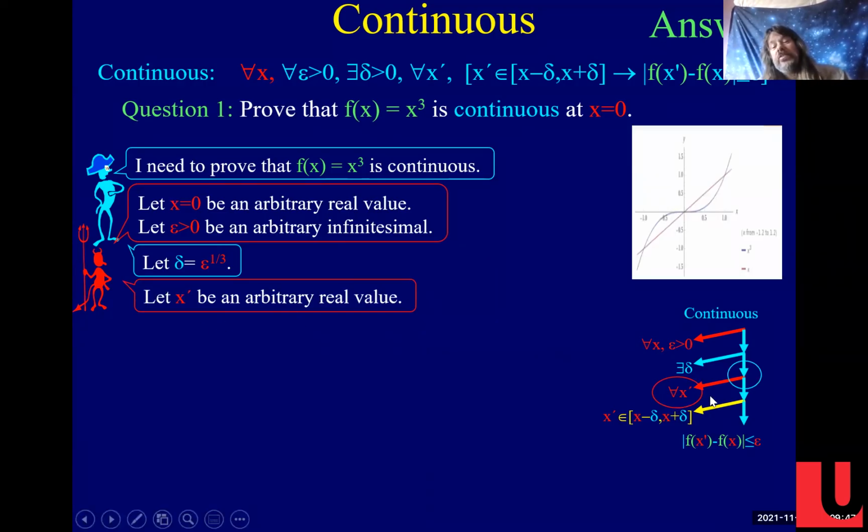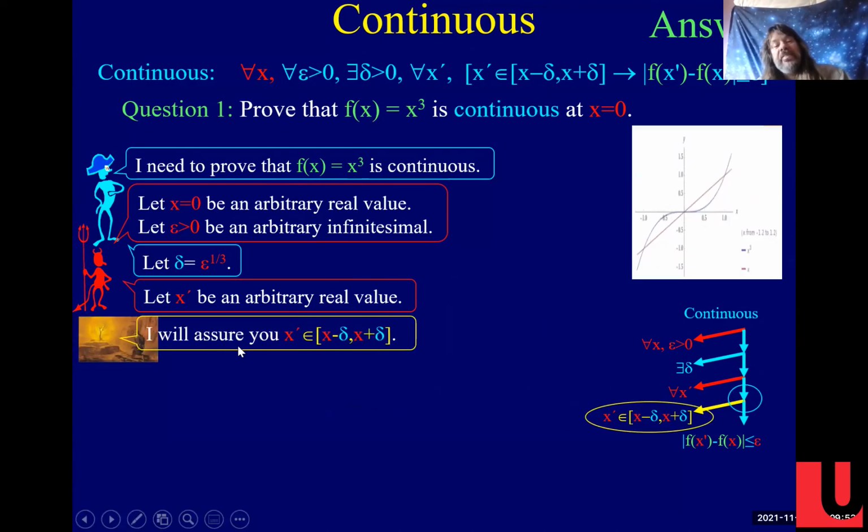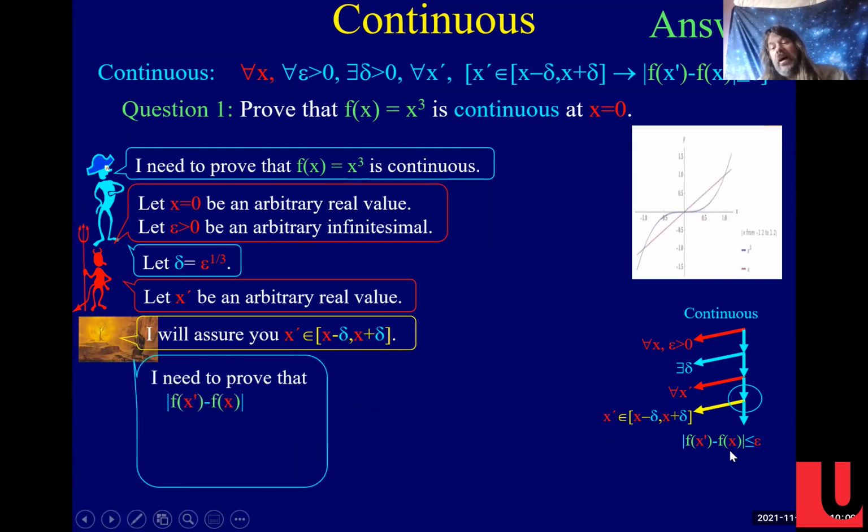You go forward and then you say here, let x be an arbitrary real value. And then it's the oracle assuring us. So if she's assuring us, we don't have to do any work. We just say she assures us that it's in this range. And then I have to prove this. All right, so I have to bound this.